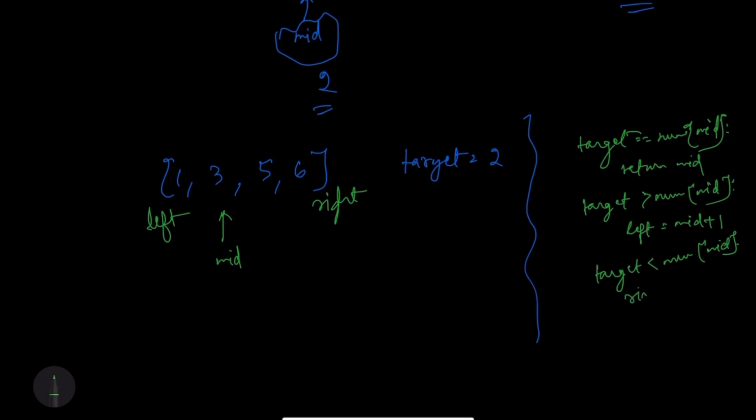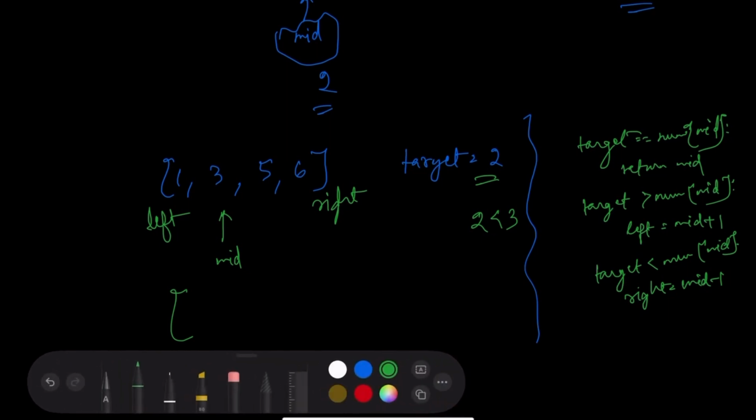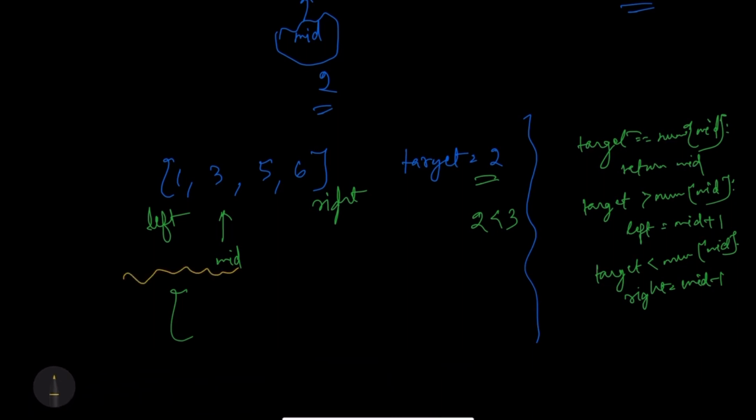So we will do right equals to mid minus 1. Now what does this mean? As we see, our target is smaller than the number at mid position. So as it is a sorted array, we know that it would lie somewhere between left and mid. So our right's index would shift here. It would come to mid minus 1.